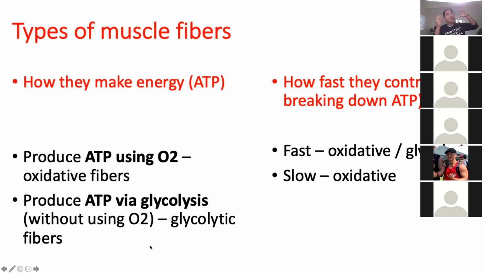Yes, there will be a few fibers which will take the good part of the oxygen, which will take the good part of the glycolysis. So some muscle fibers will be hybrid, like both oxidative and glycolytic fibers. So these oxidative fibers use oxygen to generate energy for the muscle contraction.